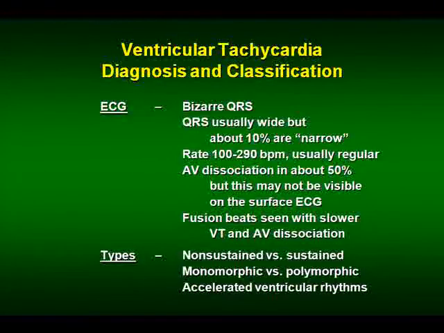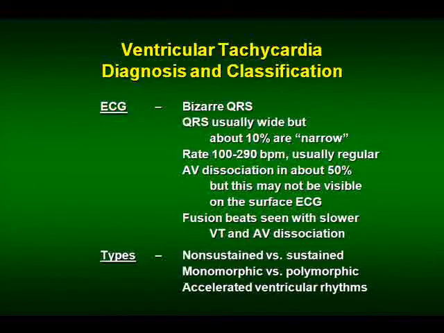So you have to be careful. The rates are 100 to 290. Usually it's regular or has minor irregularities. AV dissociation, where the P waves and the QRS don't have a fixed relationship, is seen in about 50%, but you can't always see that on the surface cardiogram, or it's very difficult.